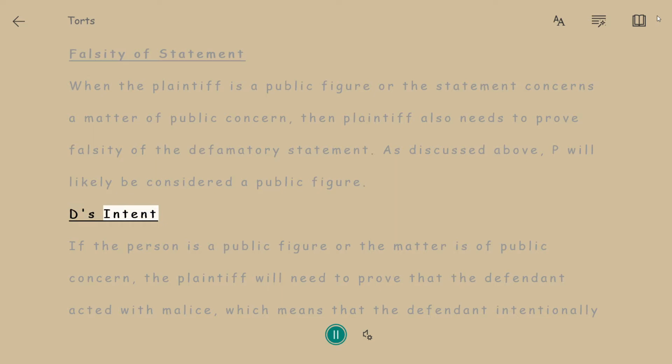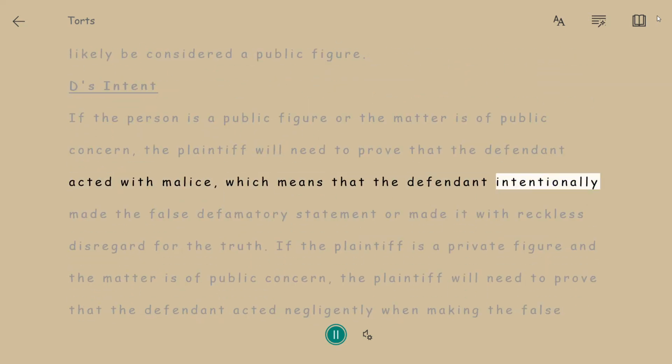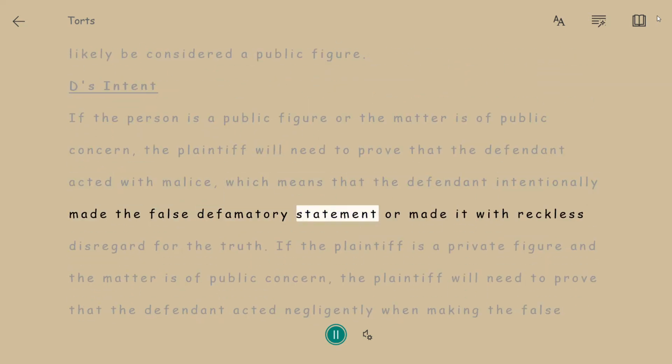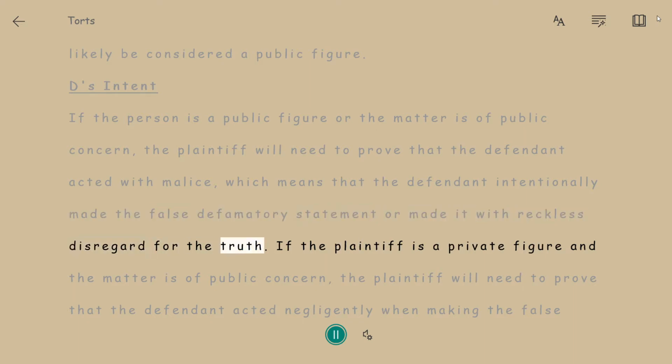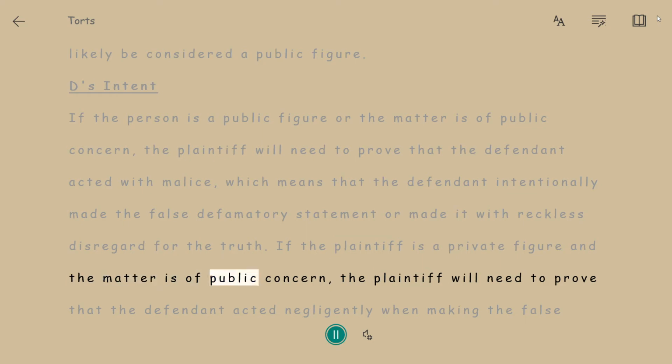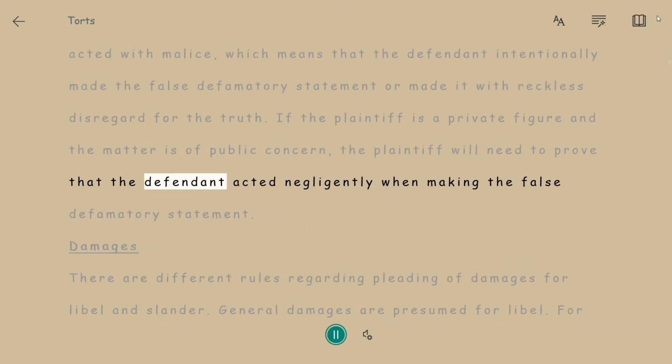D's intent. If the person is a public figure, or the matter is of public concern, the plaintiff will need to prove that the defendant acted with malice, which means that the defendant intentionally made the false defamatory statement, or made it with reckless disregard for the truth. If the plaintiff is a private figure, and the matter is of public concern, the plaintiff will need to prove that the defendant acted negligently when making the false defamatory statement.